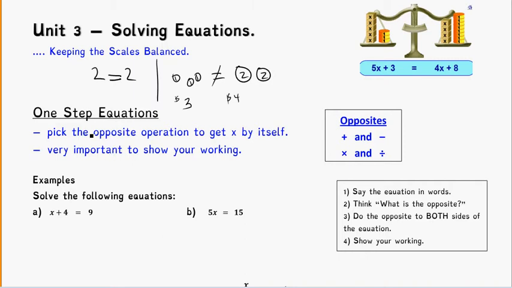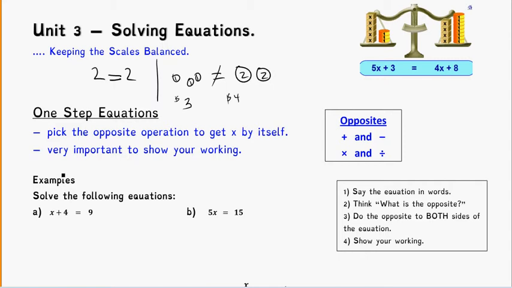So looking at one-step equations, I want you to think about opposites, where plussing and minusing are opposites and timesing and dividing are opposites as well. So the first thing we're going to do is think about what the equation says in words for us. If I look at the first one, it says x plus 4 is equal to 9. So something I don't know plus 4 is equal to 9. And a couple of you will think, oh, I know the answer. But let's again work on showing the skills for how do I do that.